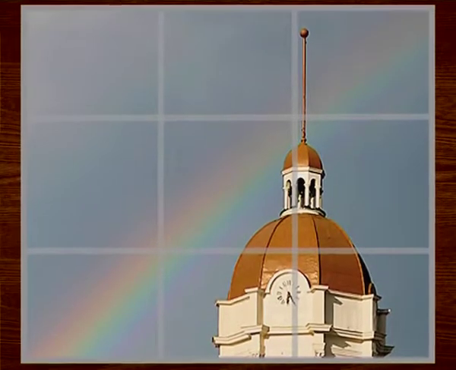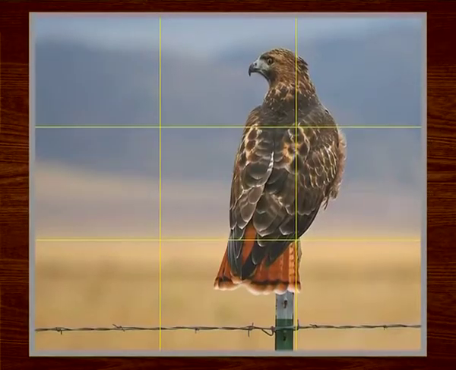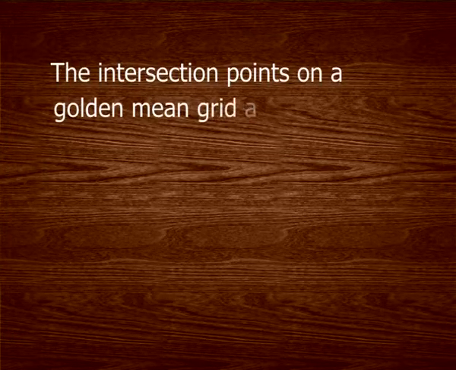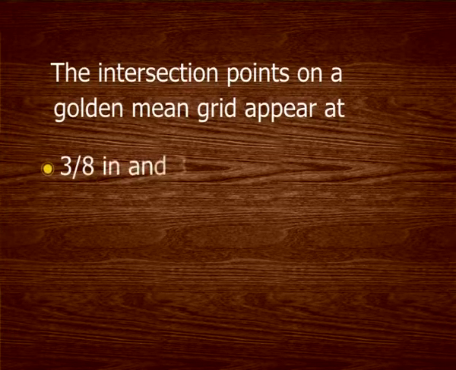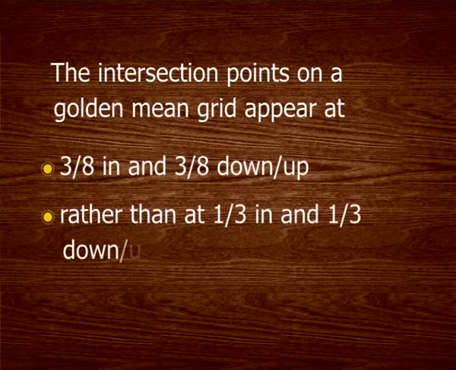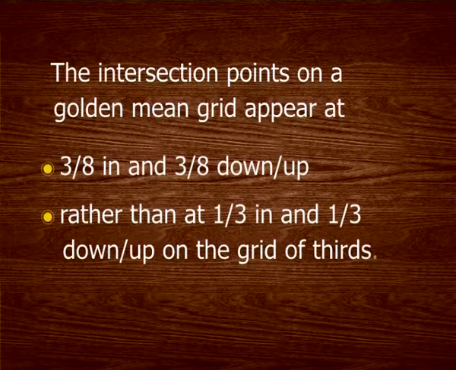When two things are in the proportion of 1:1.618, approximately 3/8 to 5/8, they are said to be in the golden mean. Dividing the parts of an image according to this proportion helps to create a pleasing, balanced composition. The intersection points on a golden mean grid appear at 3/8 in and 3/8 down or up, rather than at 1/3 in and 1/3 down or up on the grid of thirds.